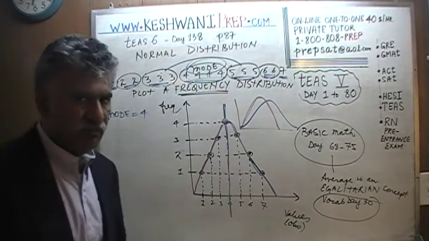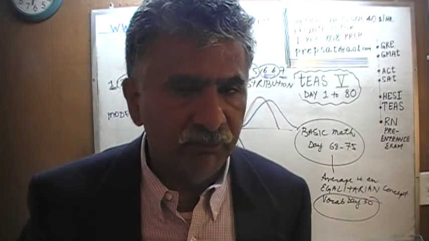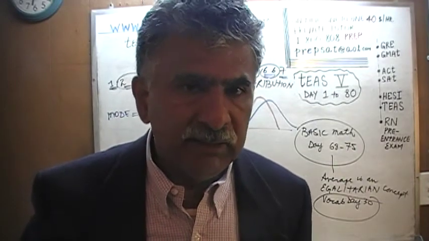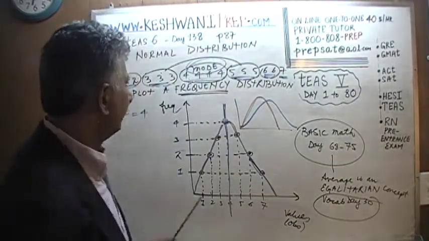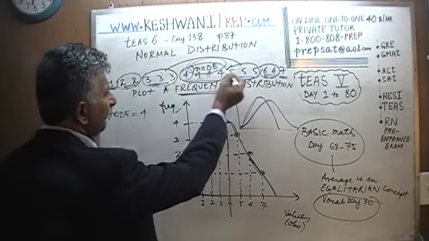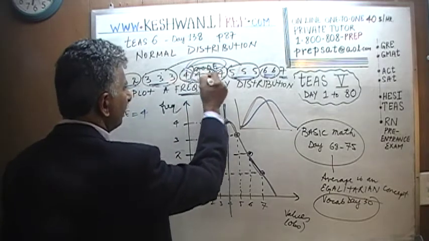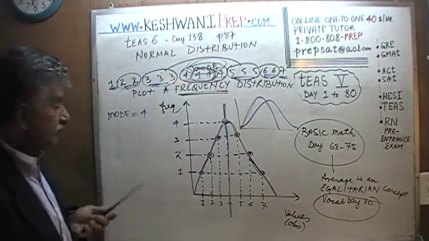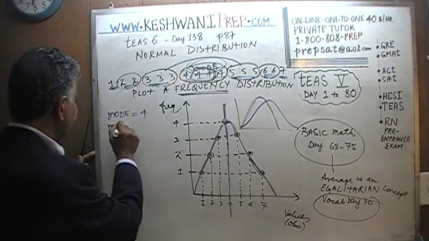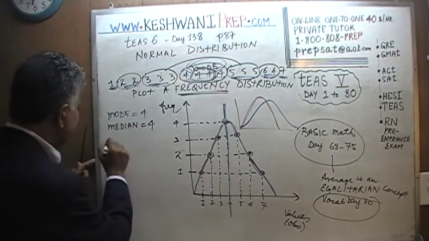Since we have an even number of observations, the median is going to be the average of the two middle observations. So we take away this 4 to this side, we take away this 4 to that side, we take the average of these 4s. Well, the average of 4 and a 4 is just going to be 4. The median is 4. I wonder what the mean is going to be.